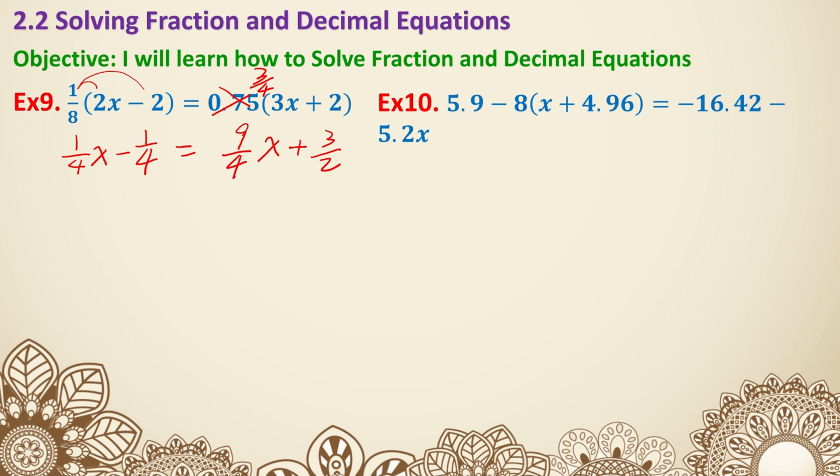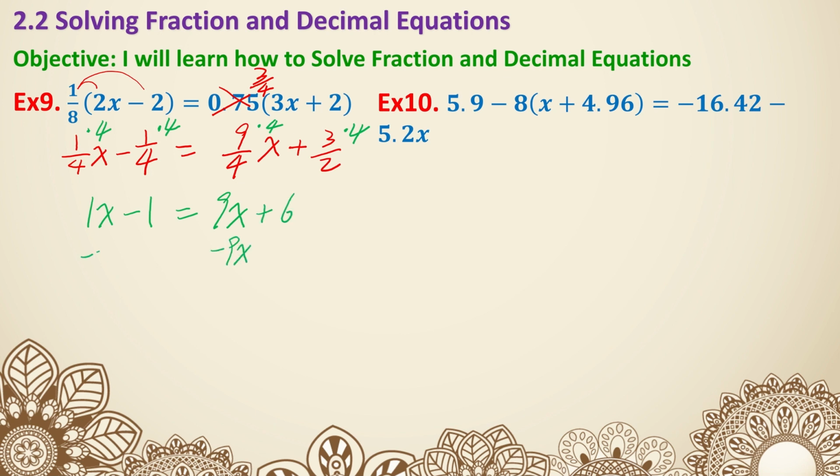And then I just do what we did in the previous examples, clear the fractions. We have a 4 and a 2. Well, that means the common denominator has to be 4. So I'm going to multiply everything by 4. That gets me 1/4 times a 4 is just a 1. 1/4 times a 4 is a -1. And then 9/4 times a 4 is a 9x. 3/2 times a 4 is a 6.